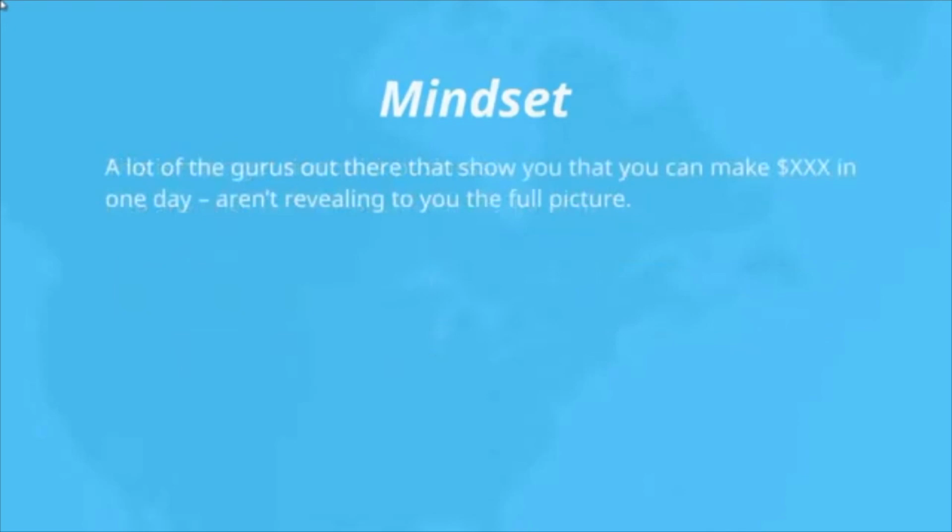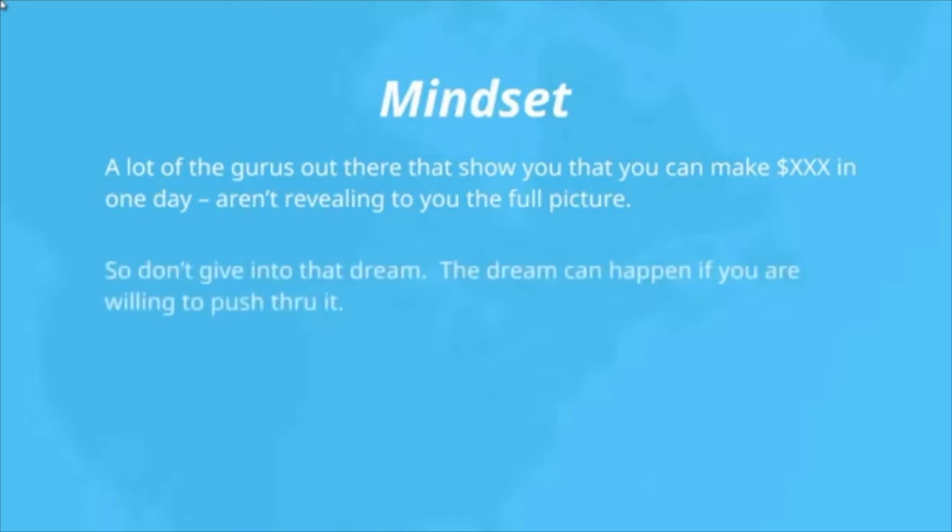All right. So you might test 10, 20 different campaigns. And out of those 10, 20 campaigns, you might find 1 or 2, which then you can hone in on those 1 and 2 and begin to scale it. So like I said, a lot of gurus out there just show you the success part. All right. They're not revealing to you that full picture. So the reason why I'm going over this is because I want you to understand full transparency, the truth, the reality. Now, don't give into that dream. It's okay to dream, but as long as you're understanding the reality here and that you're willing to push through it.